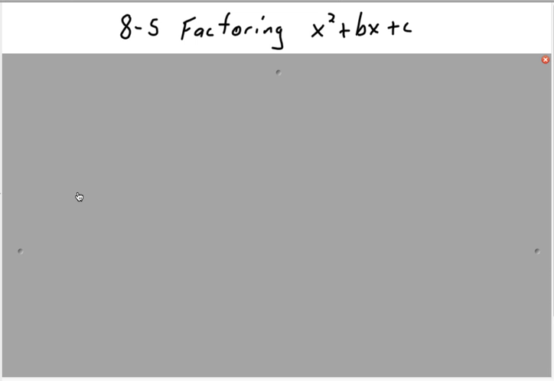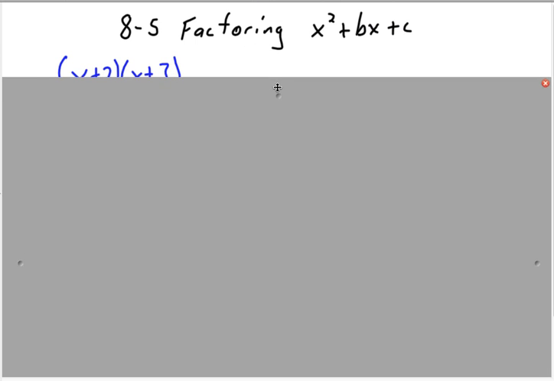Hello, in this video we'll be learning how to factor quadratic expressions. We're starting to get into some of my favorite parts of algebra. These next couple chapters I really enjoy. So we're going to be factoring quadratic expressions in the form x squared plus bx plus c. Well, let's see what that looks like.